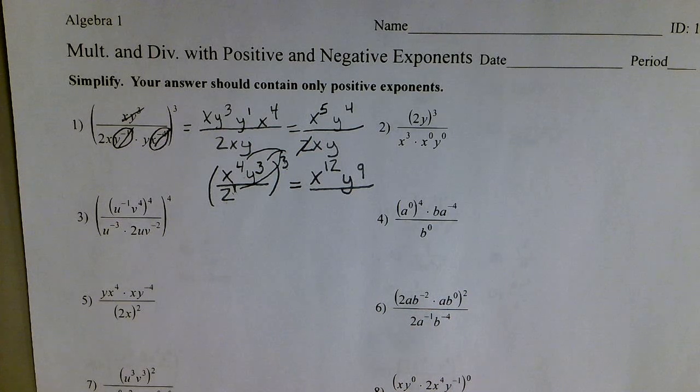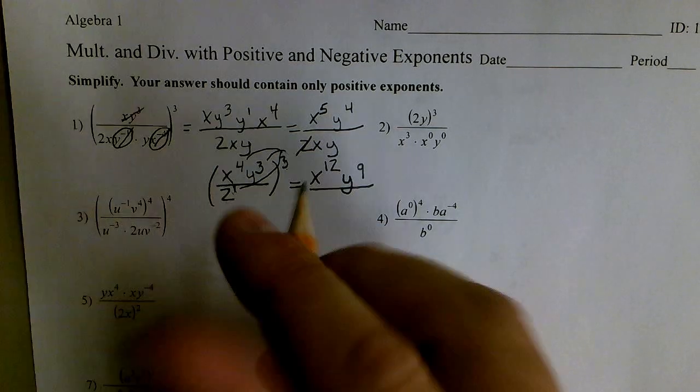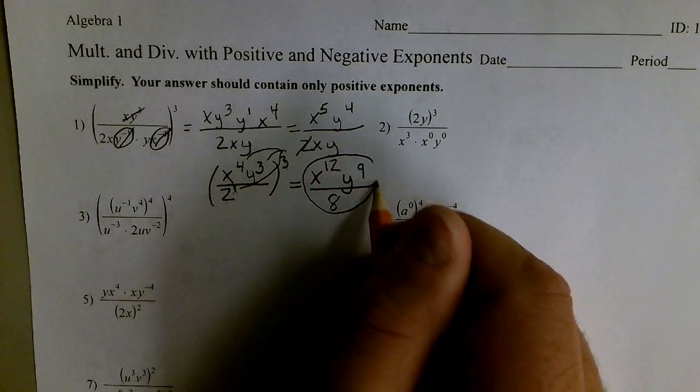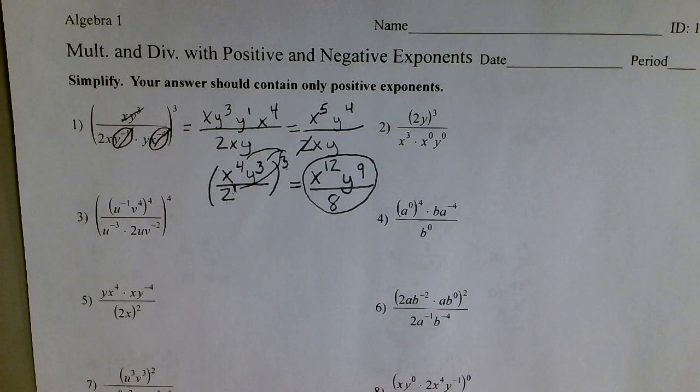So 2 to the 3rd we can actually solve, so we're going to do that. So 2 times 2 is 4, and 4 times 2 is 8. So there is our final answer right there. x to the 12th, y to the 9th, over 8.